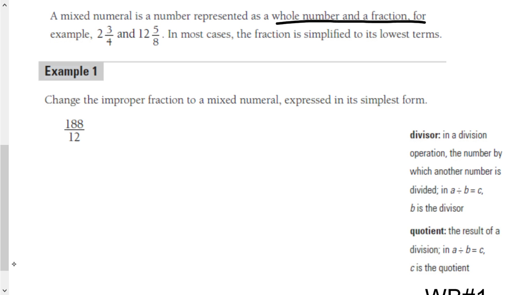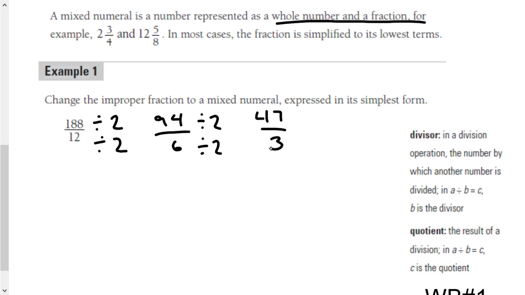For instance, I know that 2 fits into both of these, so 188 divided by 2 gives me 94 over 6. This is still reducible by 2. That gives me 47 over 3. Okay, and that is as simple as that goes, because 47 is not divisible by 3.